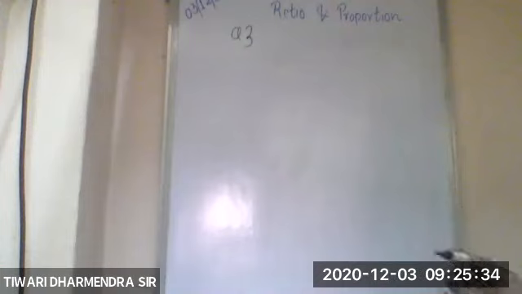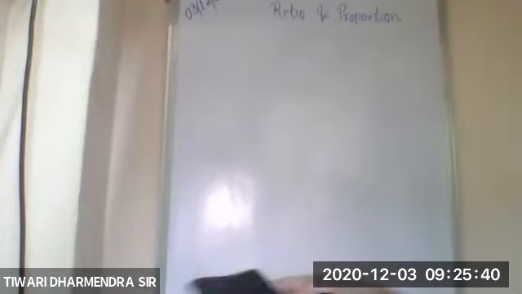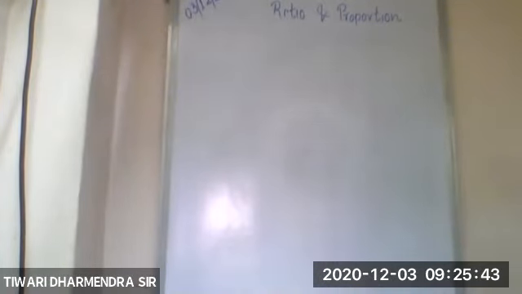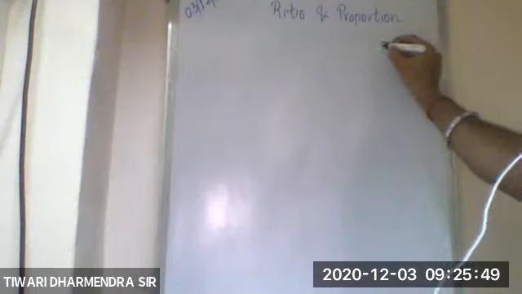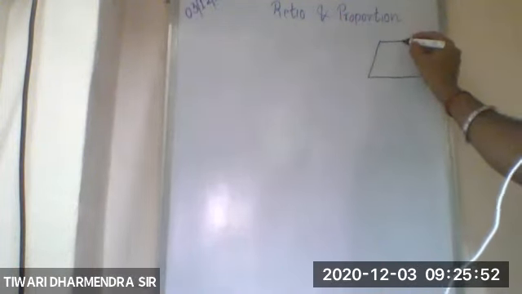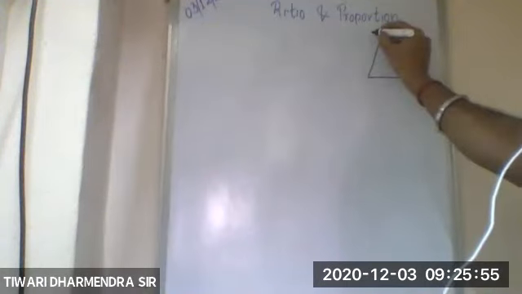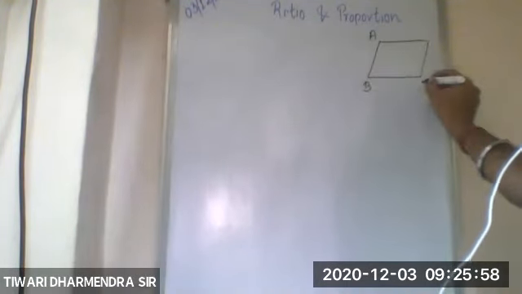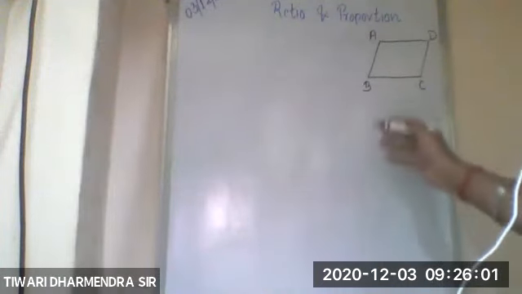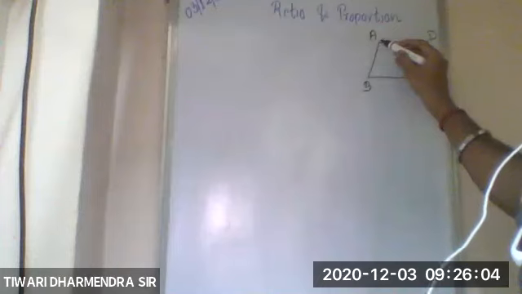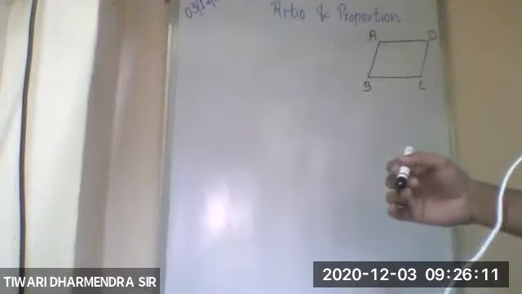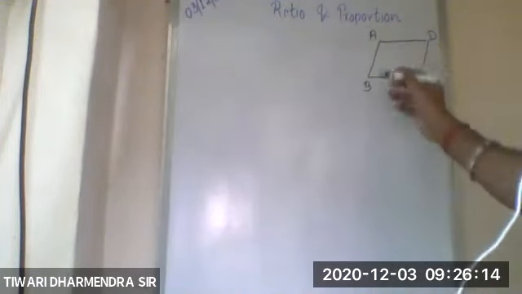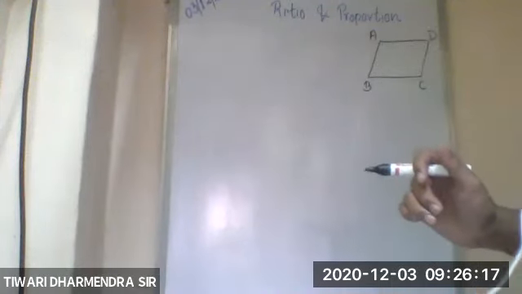Just draw a rough diagram. Question number 4 first. We're having a parallelogram, say A, B, C, D. Angle adjacent to A is B and D. Angle adjacent to B is A and C. Since the ratio of A and B is given, we'll be treating A and B to be adjacent as per requirement.